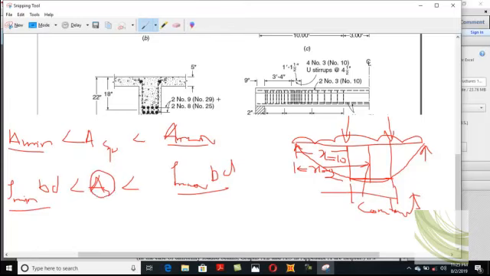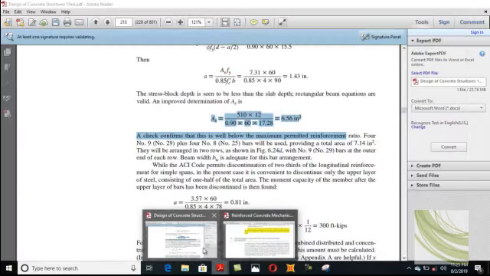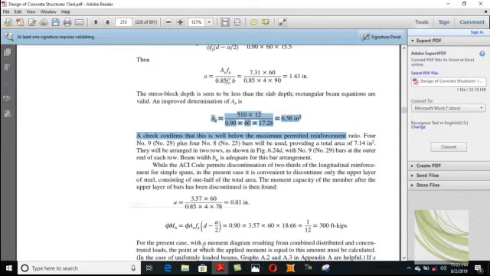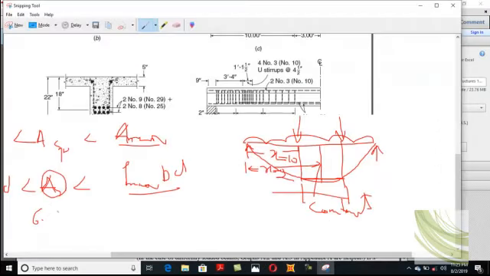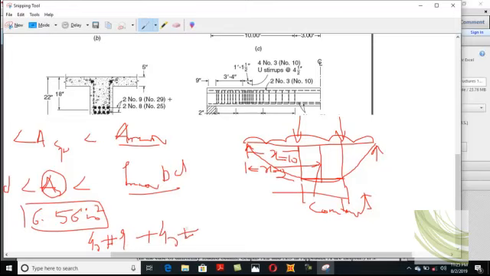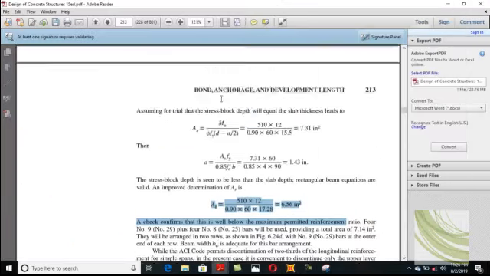This is the ductility check, and you have to do this check. So this AS should be decided, 6.56. This is 6.56 square inches, and it says that it is in between these two ranges. So this is selected. Now, basically what they did, they provided 4 number 9 bars plus 4 number 8 bars, which give you exactly this amount of steel. Clear?